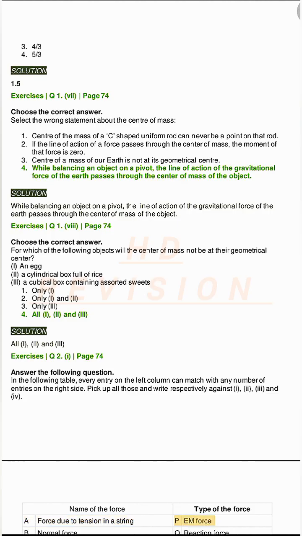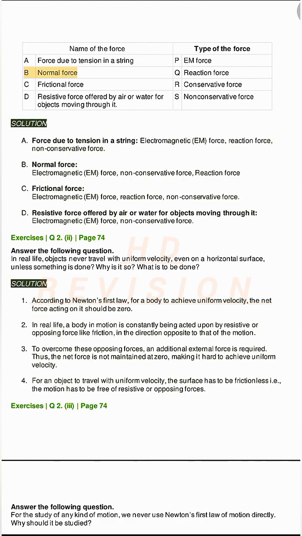P: force. B: normal force. Q: reaction force. C: frictional force. R: conservative force. D: resistive force offered by air or water for objects moving through it. S: non-conservative force. Solution. A: force due to tension in a string.